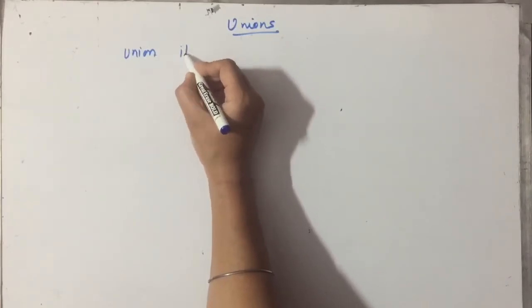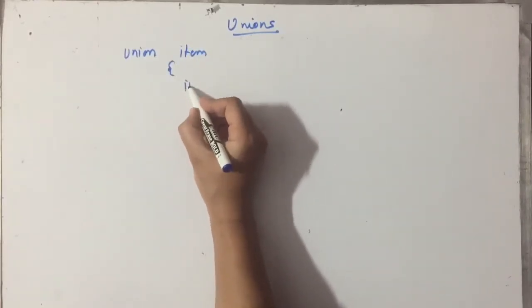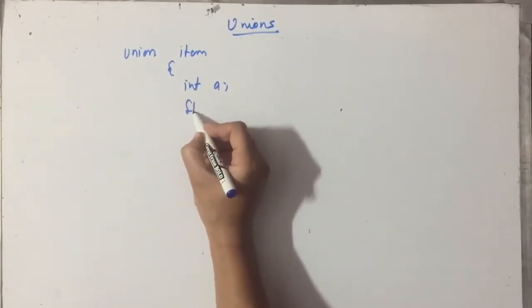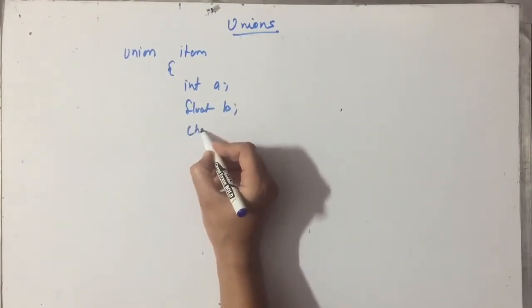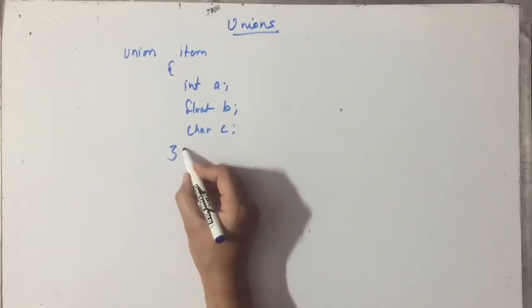This example is given in the book also, union item, and then we have declared three variables in it, one of integer type, one of float type, and one of character type. A simple union is declared.